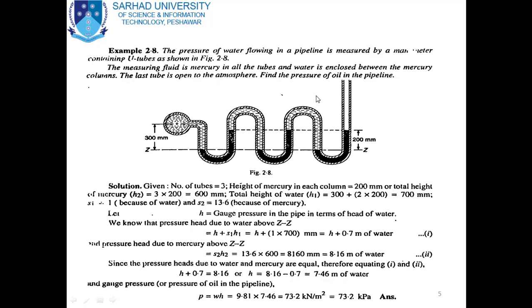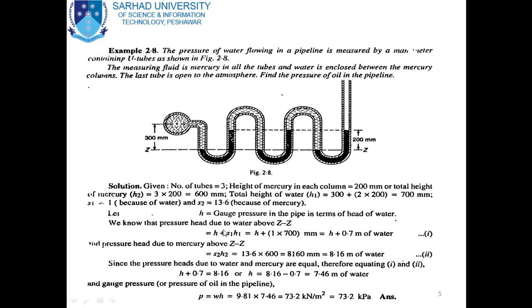In the statement of the example, it is written that we have to find the pressure of oil in the pipeline. It is not oil, we have to find the pressure of water in the pipeline. Mistakenly it is written oil, it is water. Clear? Then coming to the problem, let H is equal to gauge pressure in the pipe in terms of head of water. The pressure in the pipe, let it be denoted by H, which is the gauge pressure in terms of head of water.